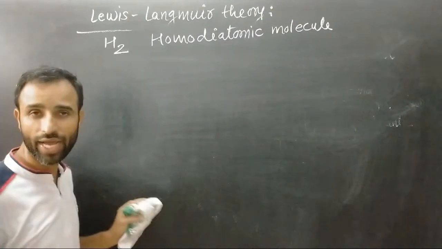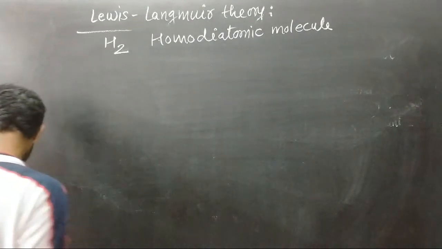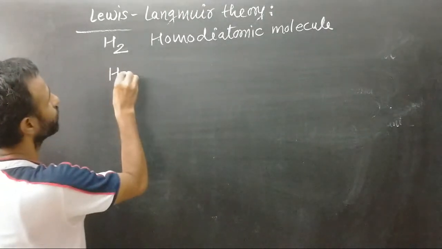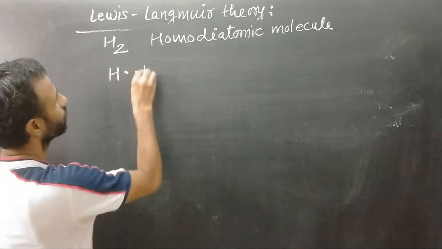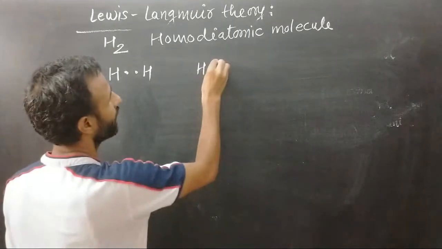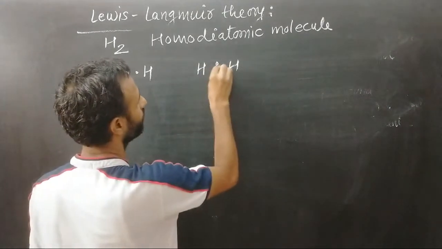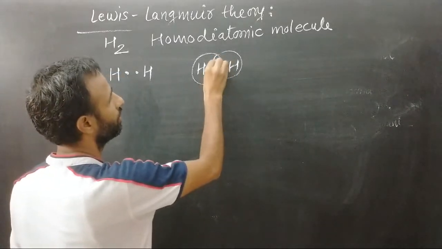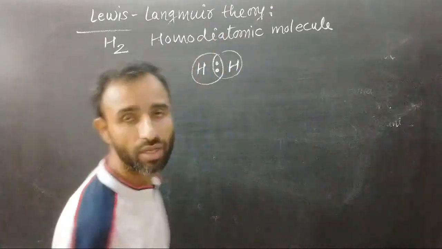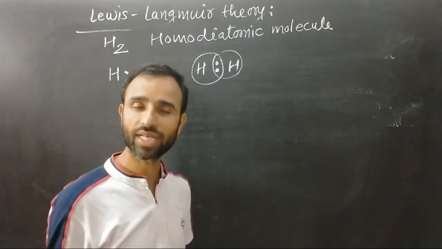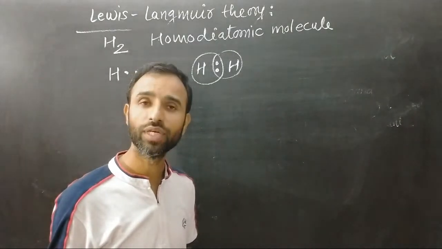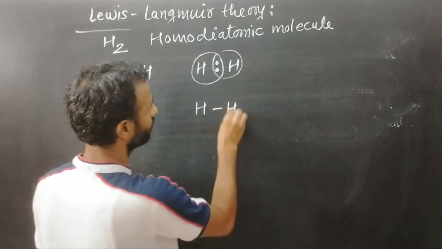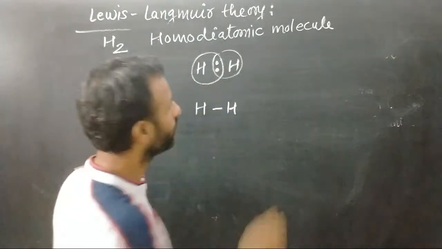Now, in H2, tell me how many bonds are there? Single bond, because each hydrogen contributes 1 electron. Okay, so you can write it like this. So each hydrogen has attained the noble gas configuration of helium. Okay, so this is called Lewis structure.